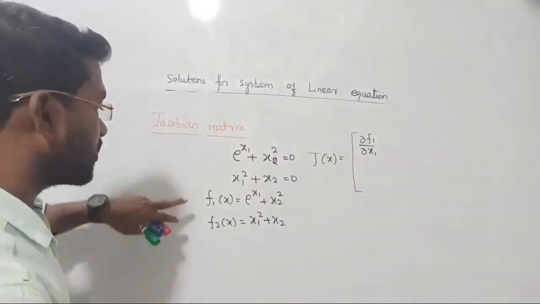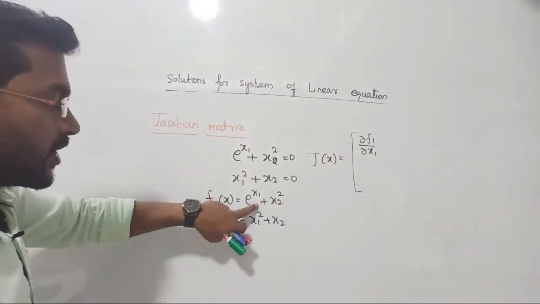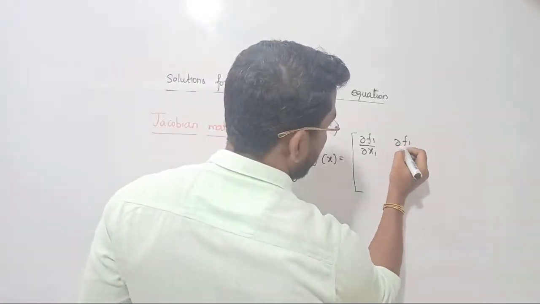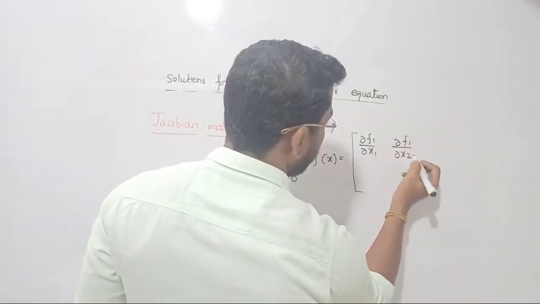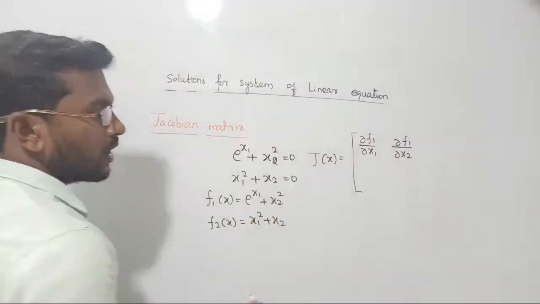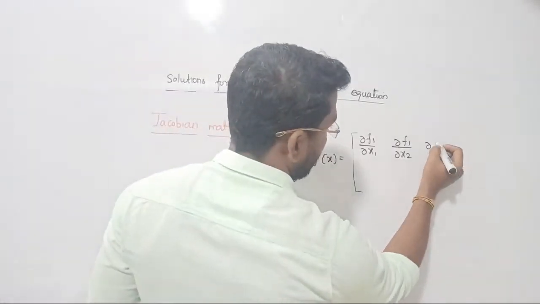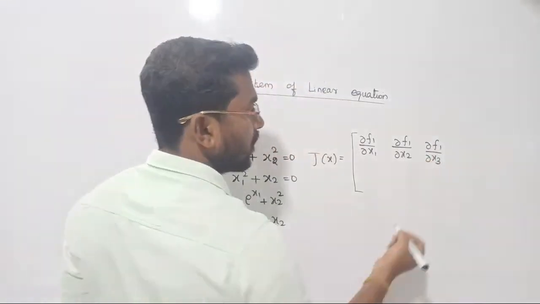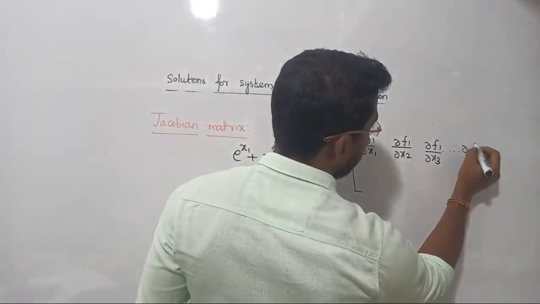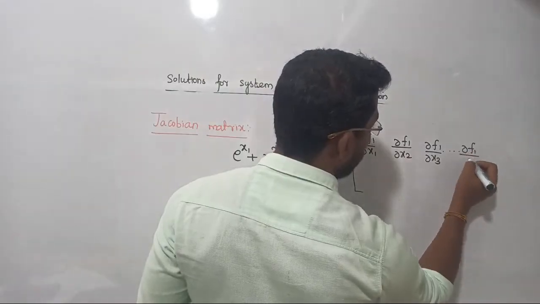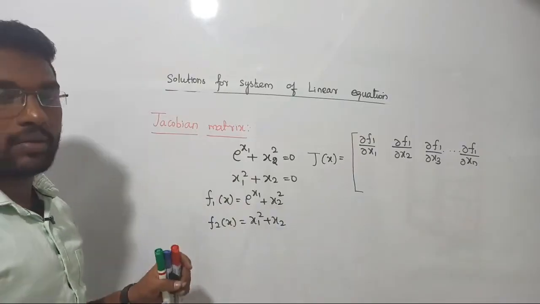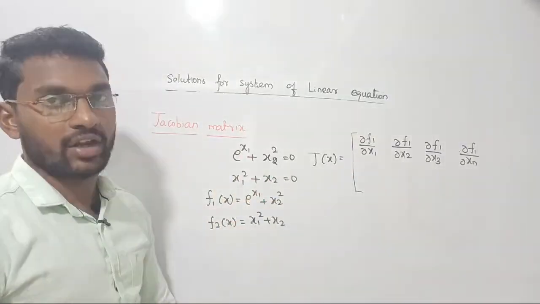First take your function 1 and differentiate it with respect to variable x1. Then in the second position, similarly dou f1, but now take the differentiation with respect to x2. Again in the first row, continue with the same function, differentiate with respect to x3, and continue until the final variable, so dou f1 by dou xn. In our case we have only two variables, but you will be tested for n variables.